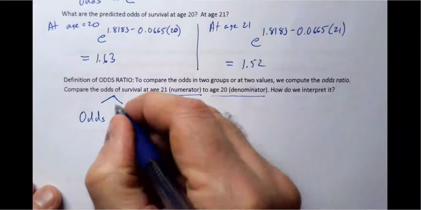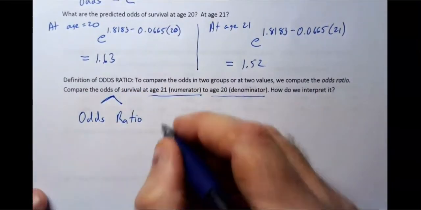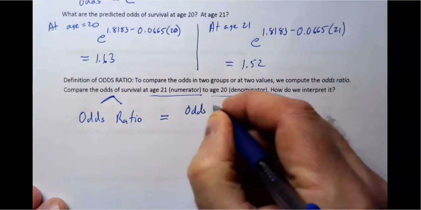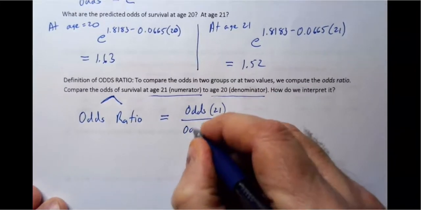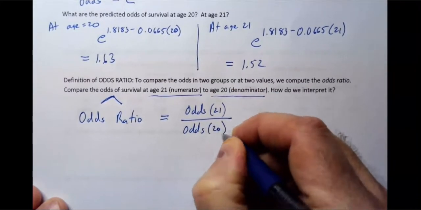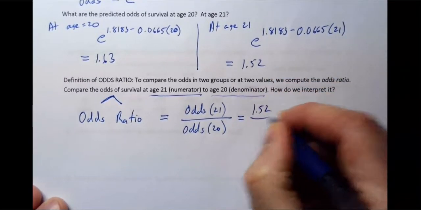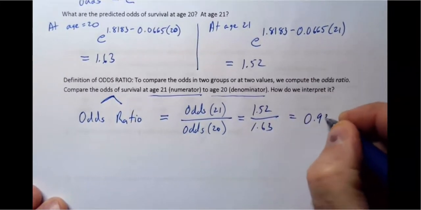and again, if we want, we can put a hat over that, because this is estimated from our model, from our sample data. But this is the odds at 21 relative to the odds at 20. And we just calculated that up above, 1.52 over 1.63, and if you calculate that out, it's 0.936.